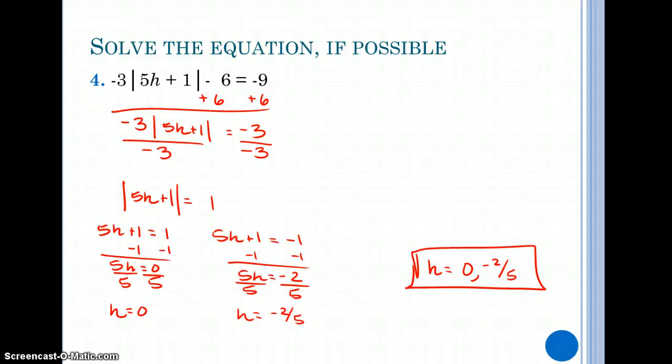Okay, so I solved my two equations. I set them both up, one equal to positive 1, the other one equal to negative 1. I subtracted 1 on both sides, divided both sides by 5, and my answers were h equals 0 and h equals negative 2/5. Don't be alarmed by the fraction. I believe that you can handle it, and that's why I put it on there.